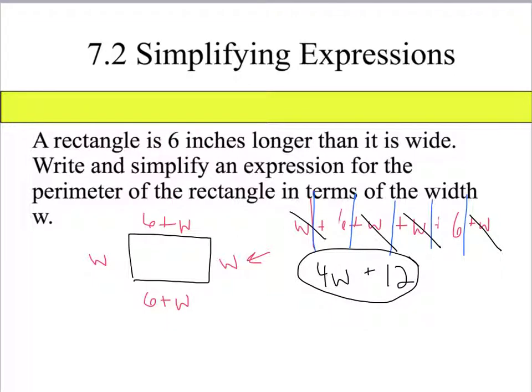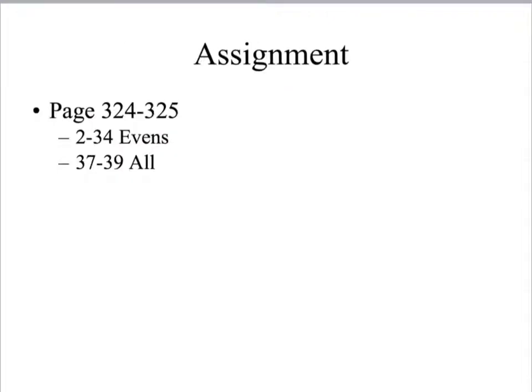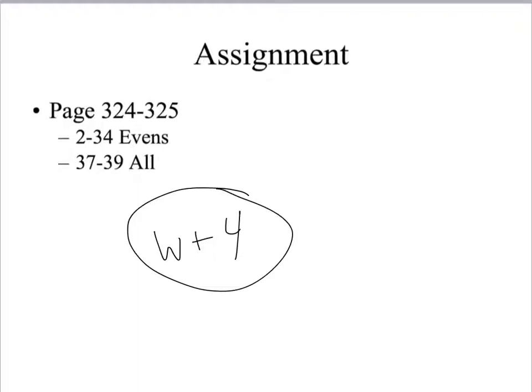All right, so here's your homework. It is going to be on page 324 and 325. We're doing 2 through 34 evens, 37 through 39 all. Now, when you look at these problems, you are going to be simplifying expressions, meaning you are going to get an expression as an answer. Most of them are not going to be numerical answers. You're going to get expressions such as w plus 4. That's an expression. You're not going to find w yet. We'll do that later on.